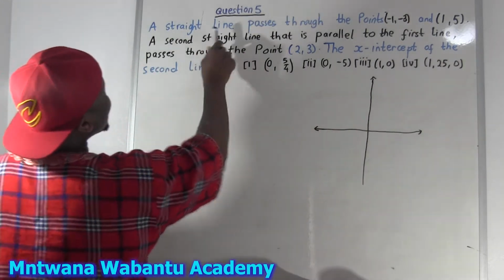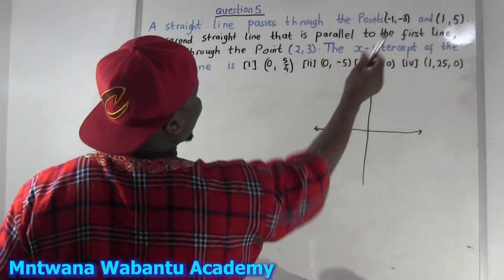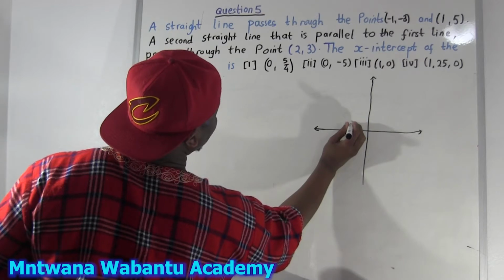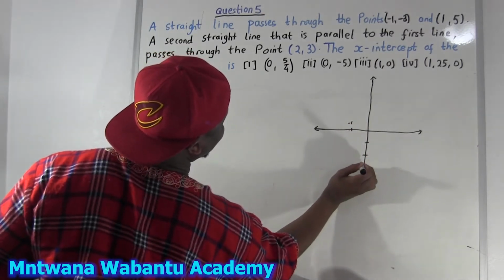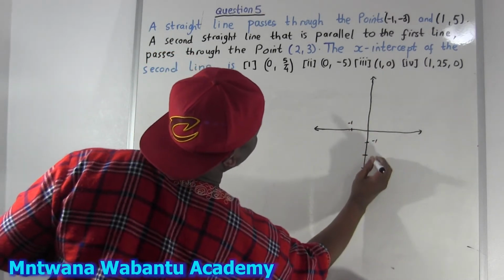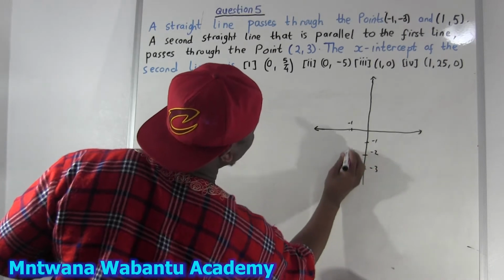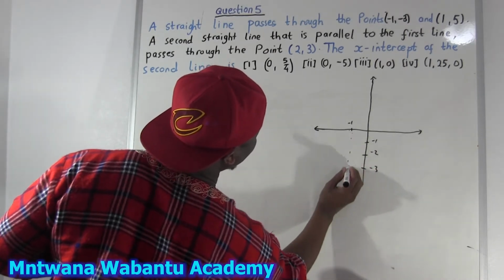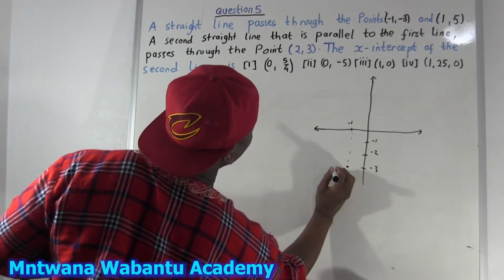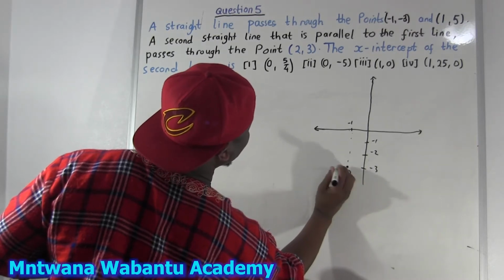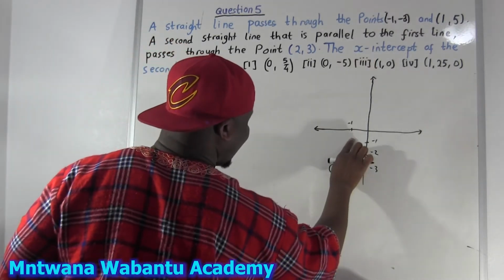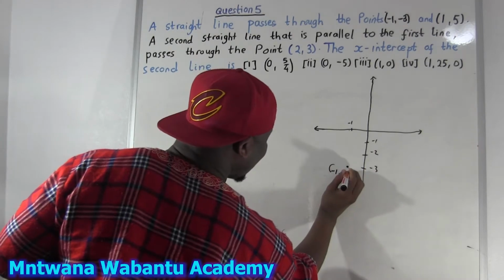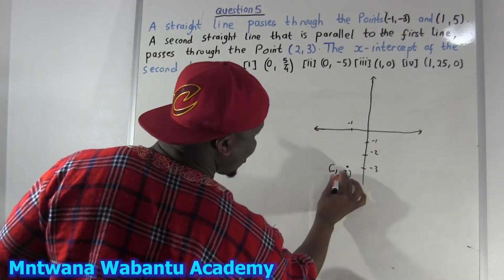They say a straight line A passes through the point (-1, -3). Let's say this is -1, and -3 is somewhere here: -1, -2, -3. So here is where they meet. -1 meets up with -3 here. So (-1, -3) is where the line came and passed. We don't know whether the line went that way, or that way, or that way.